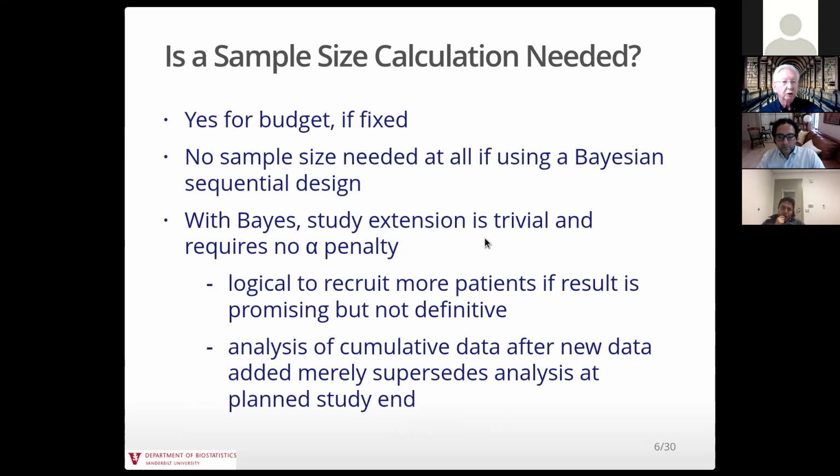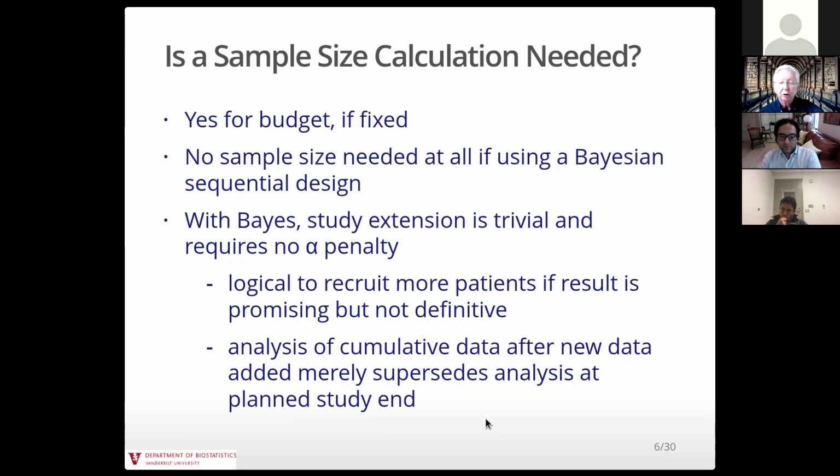If you're doing a frequentist design, as we're taught, you get to the end and you decide you want to extend the study. Well, you've already spent your alpha. And so if you add patients, you actually pay a penalty. And the penalty, in some cases, makes the addition of patients a net negative. In other words, you could add 100 patients to the study and decrease your power because of the alpha adjustment needed for the sample size extension or re-estimation. But I think it's very logical to recruit more patients if a result is promising but not definitive, if you have the resources and time to do so.